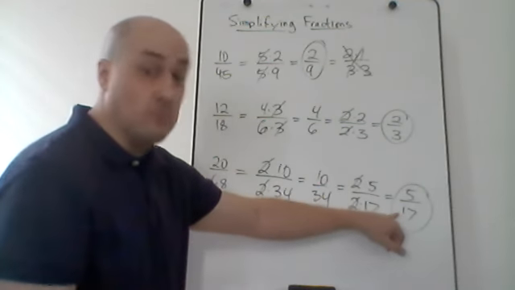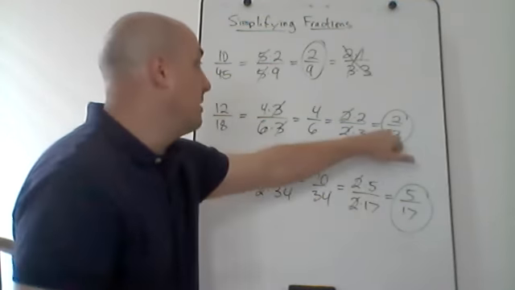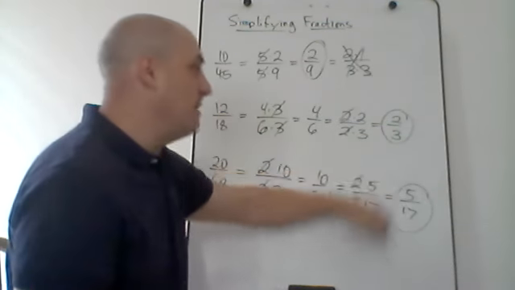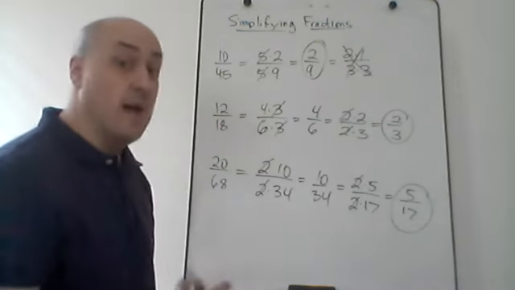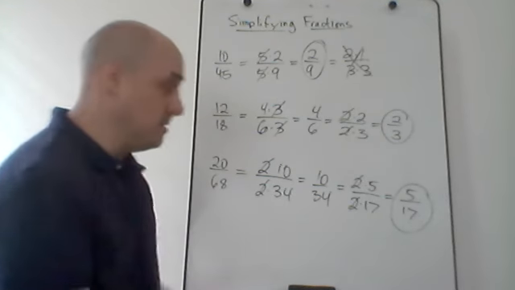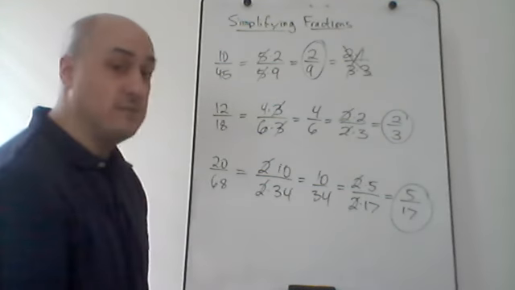5 and 17 are both prime numbers, just like the 2 and the 3 were up here, just like the 2 and 3 were up here. So anytime you simplify your fraction and your numerator and denominator are both prime numbers that can't be factored any further, then it's simplified as much as possible. There's nothing else we can possibly do to simplify 5 over 17.